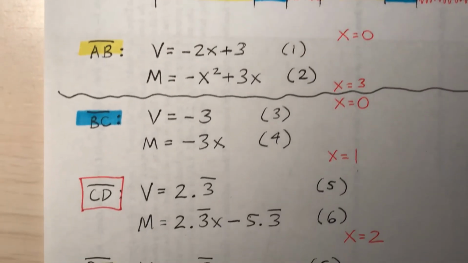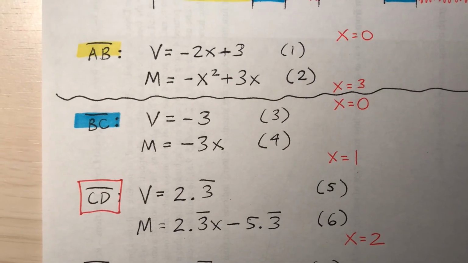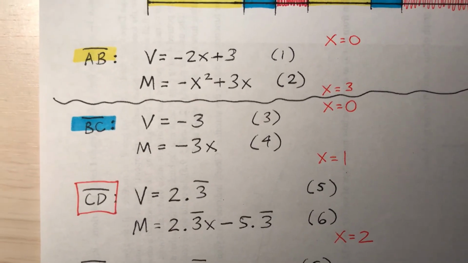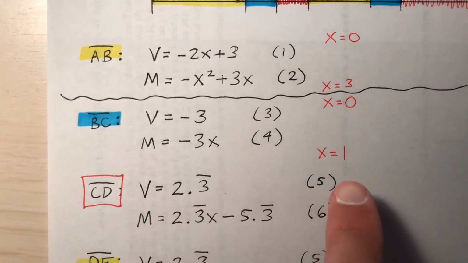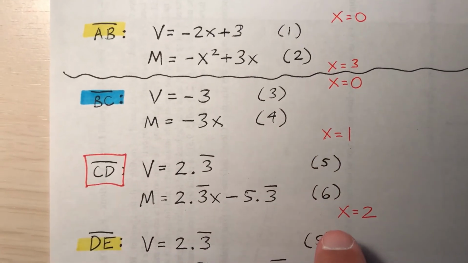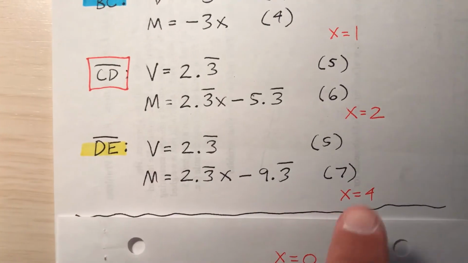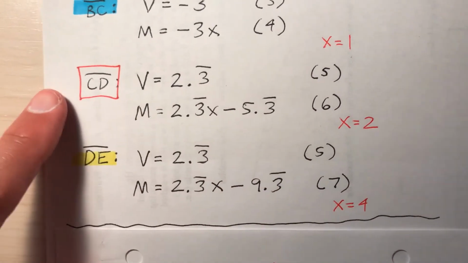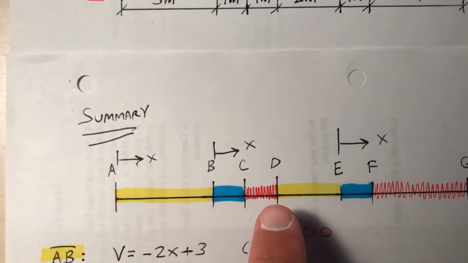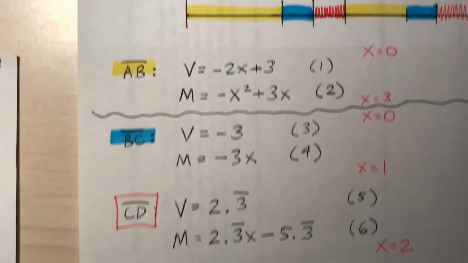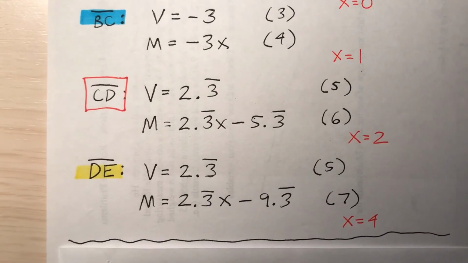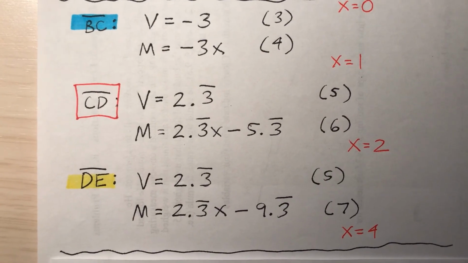For segment CD, x is still 0 at B, so segment C would start at x equal to 1. It would go until x is equal to 2. For segment DE, from D to E, x starts at 2 and goes to 4. DE, 2 to 4. Okay, so where am I? I've got equations 5 and 7.